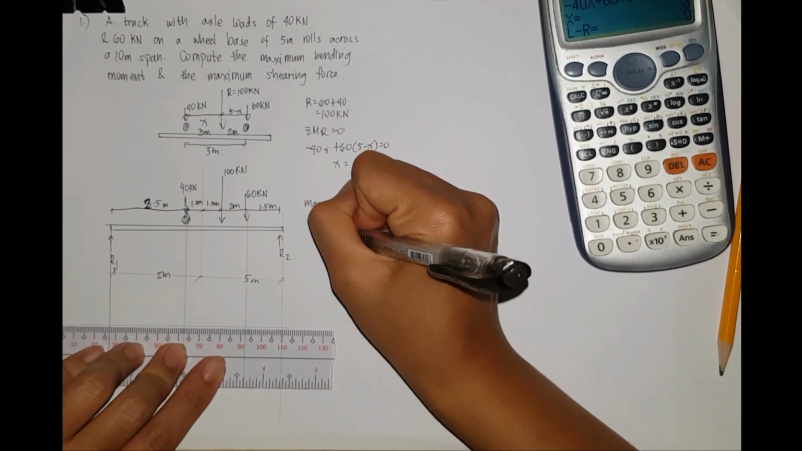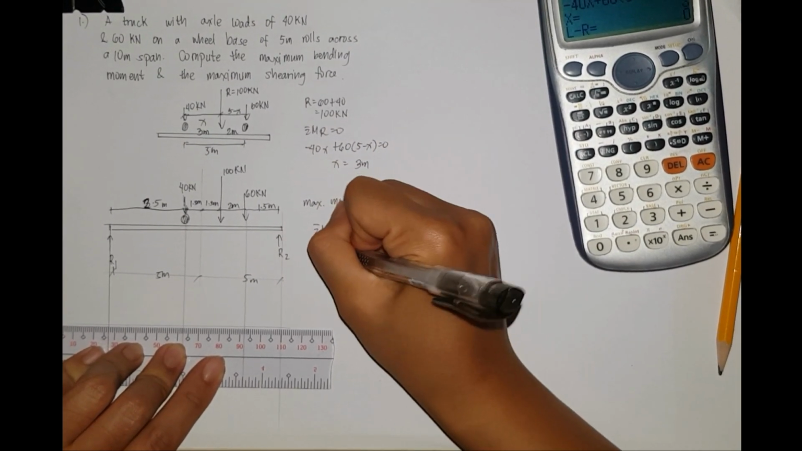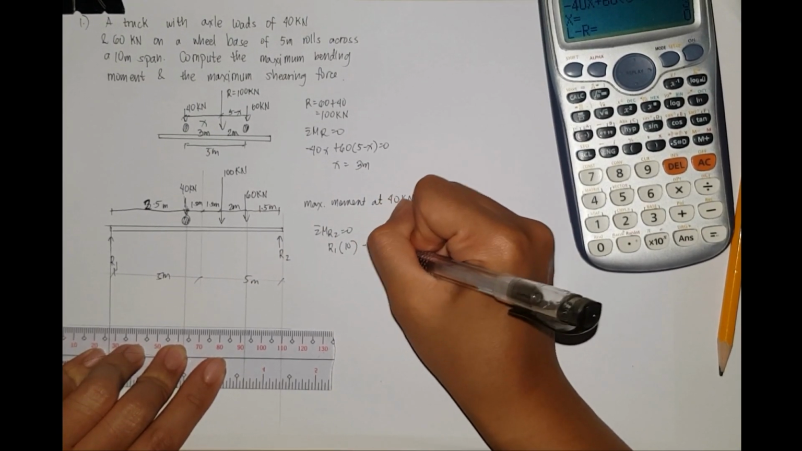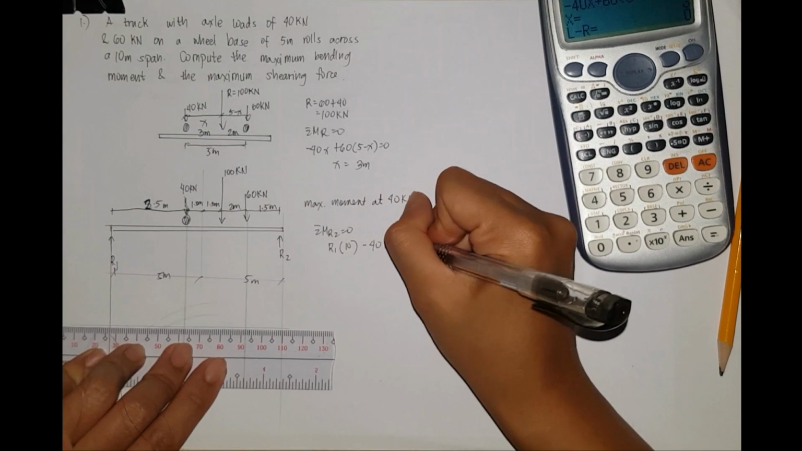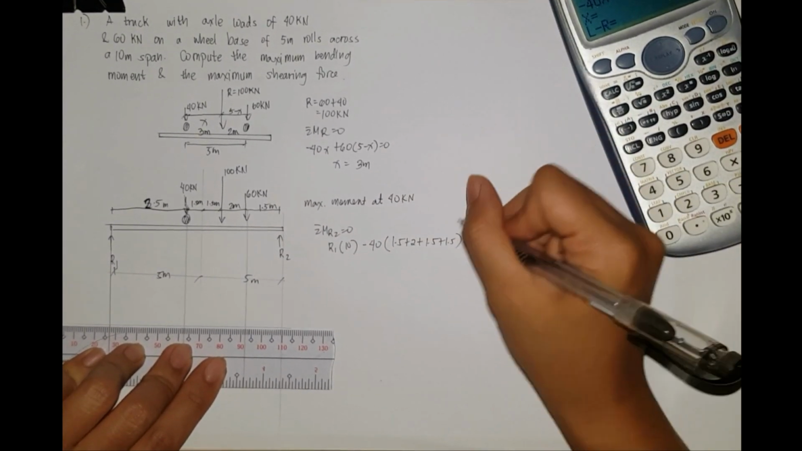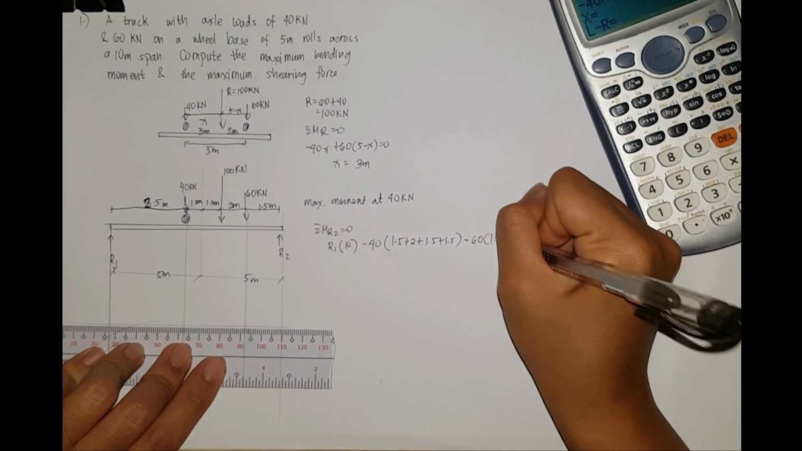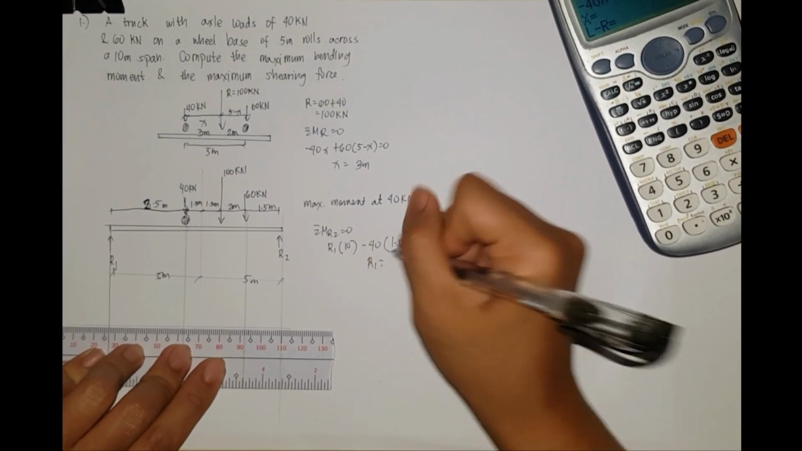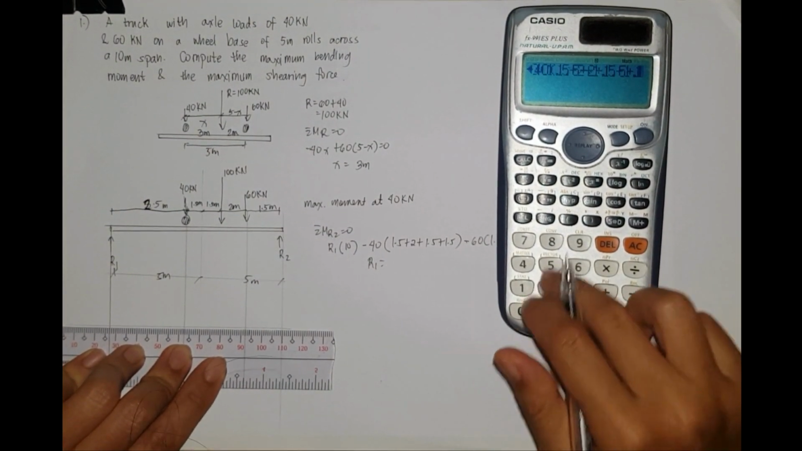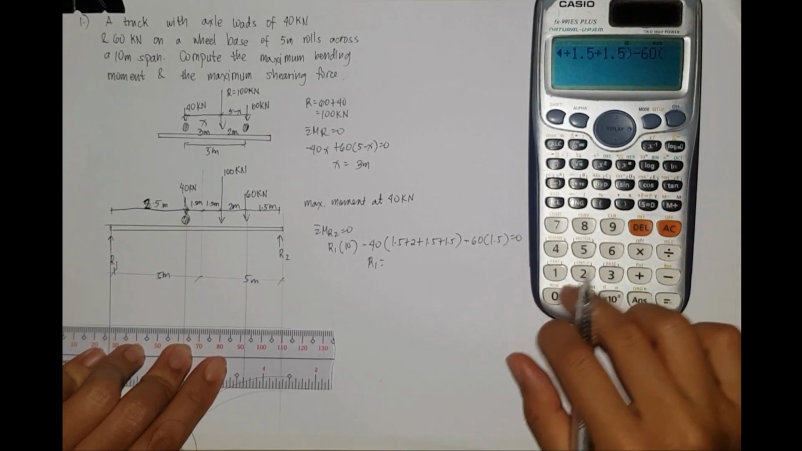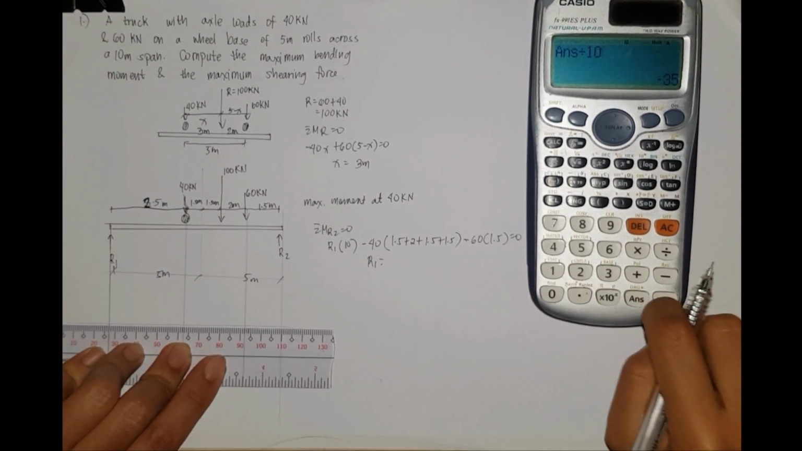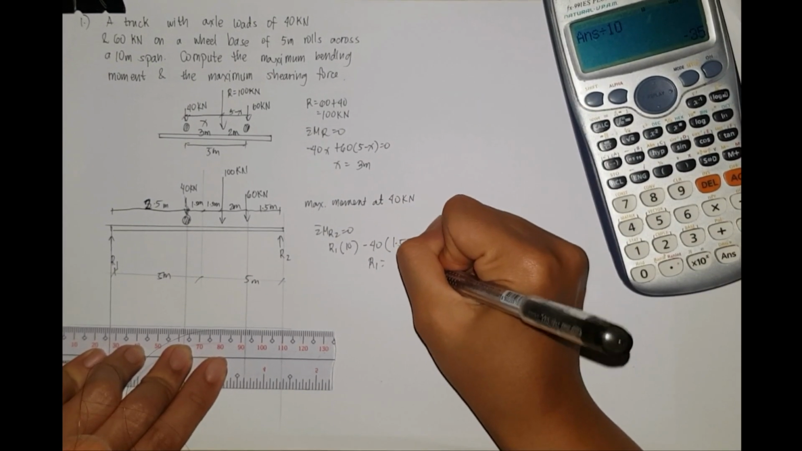So, taking the summation of moment at R2 is equal to 0, we have R1 multiplied by 10 minus 40 multiplied by 1.5 plus 2 plus 1.5 plus 1.5 minus 60 of 1.5 is equal to 0. Therefore, the reaction 1 is equal to 40 off. Transpose natin and then divided by 10. So, we have 35 kilonewton.